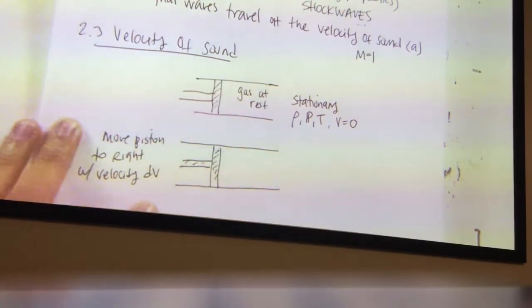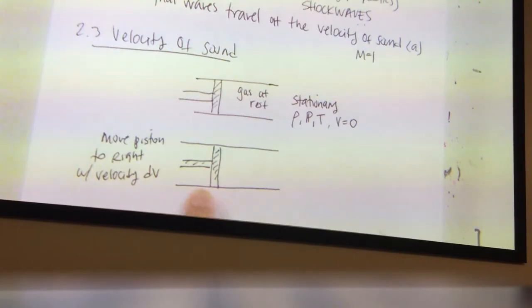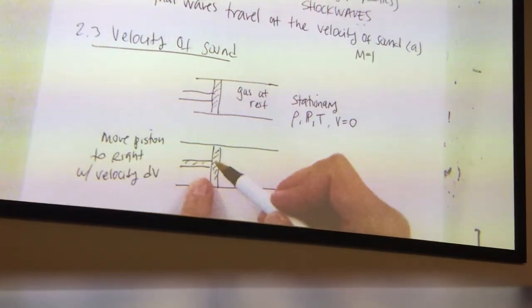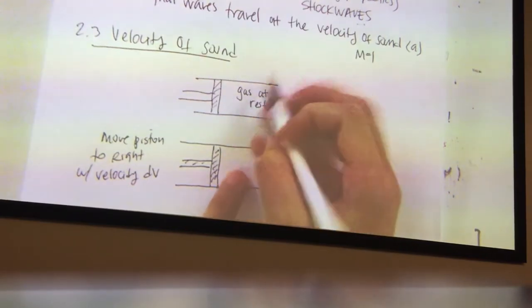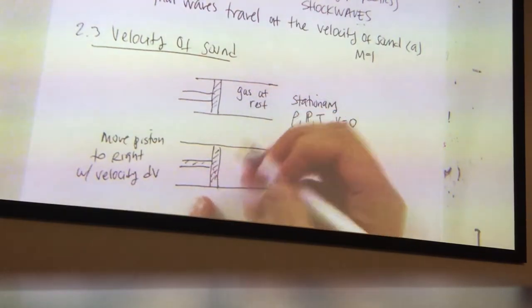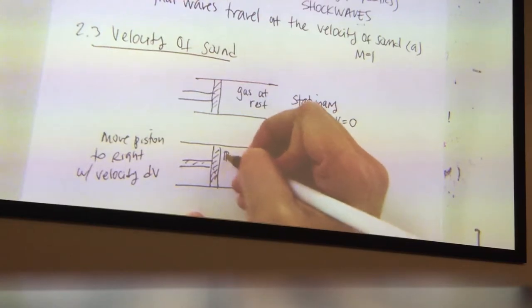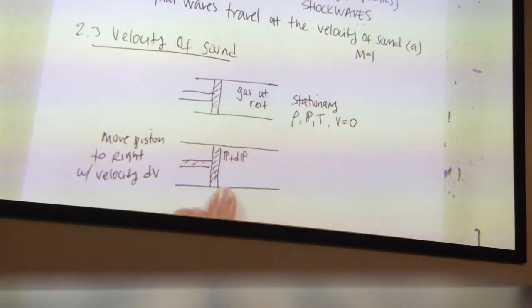So we're moving the piston very little. It's not much, but just a small distance, enough that we can modify the flow right in front of it. So by doing that, the flow right in front of the piston is going to change properties. So we're going to have dQT. So our pressure is going to change.